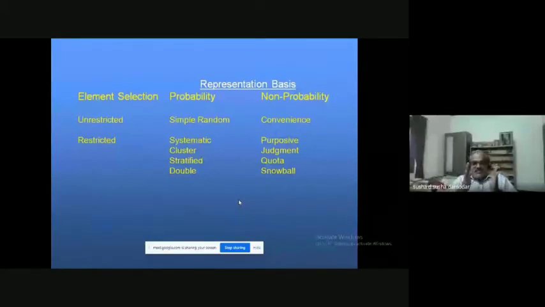Then the probability sampling includes simple random sampling, systematic sampling, cluster sampling, stratified random sampling, then double sampling. But in the case of non-probability sampling, the selection of the sample from the population purely depends on the convenience, judgment and choice of the researcher. There will not be the application of probability concept. But theoretically speaking, if the population is known, if the population is finite, it is better to apply probability sampling because we have the source list in our hand.